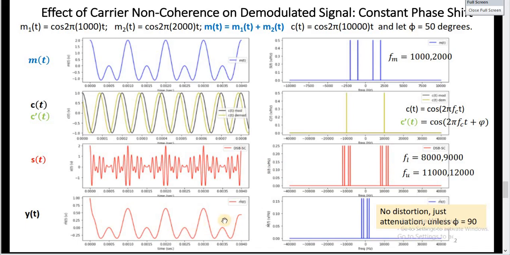Now the effect of demodulation, when we multiply by the locally generated carrier with the same frequency but with a phase shift of 50 degrees, we observe that we can recover the message signal. However, the message suffers from some sort of attenuation. As we can observe, the shape of the signal is maintained. However, the amplitude has been reduced. In the frequency domain, again, we observe the same thing, and we can recover the signal. So in this case, as long as the phase angle is not 90 degrees, we can recover the signal without distortion.